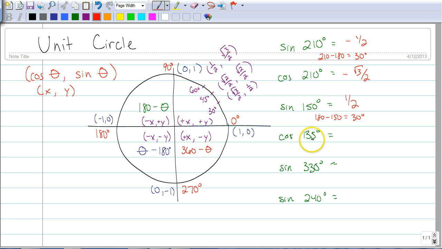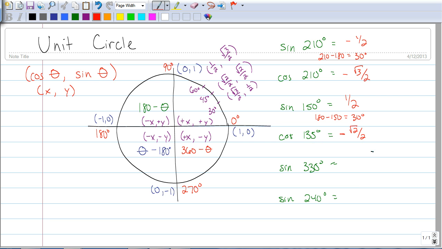So the next one, the cosine of 135 degrees. Well, 135 degrees is also in quadrant 2. But the cosine of an angle in quadrant 2 is going to be negative, because the x value is always negative in quadrant 2. So I know my answer is going to be negative. Now we need to figure out what angle it relates to in quadrant 1. So I take 180 minus 135. When you do that, you get 45 degrees. So this corresponds to a 45-degree angle, which is always square root of 2 over 2, whether it's cosine or sine. So your answer would be a negative square root of 2 over 2. That would be your answer.